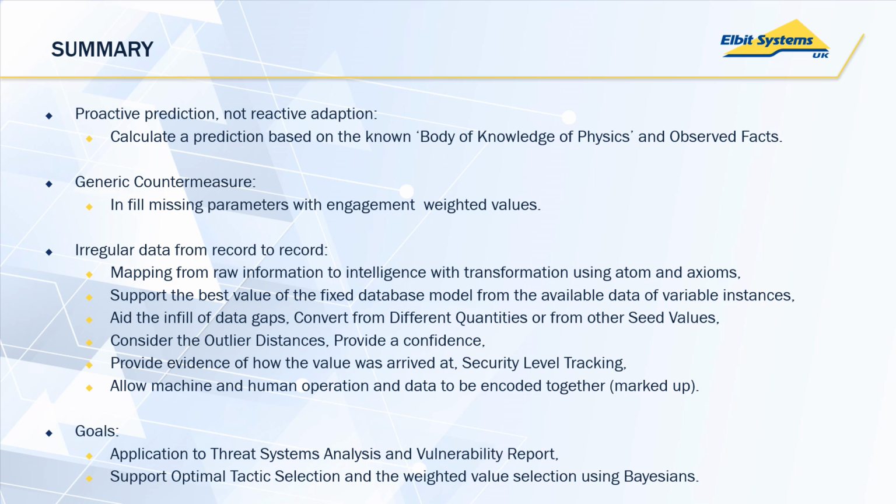So in summary, what we've done is calculate a prediction based on the body of knowledge and facts. And that has enabled us to take that area of an amount of data and produce it into a single solution for reprogramming. And that should be able to help us with generic countermeasures for calculating missing parameters given an engagement or given weighted values that is to occur in the future. The irregular data can be from one to one, and helps us to map that difference from the raw data, information, intelligence transforms using the atoms and axioms.